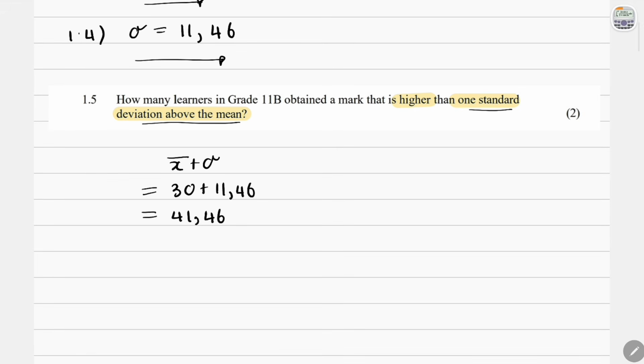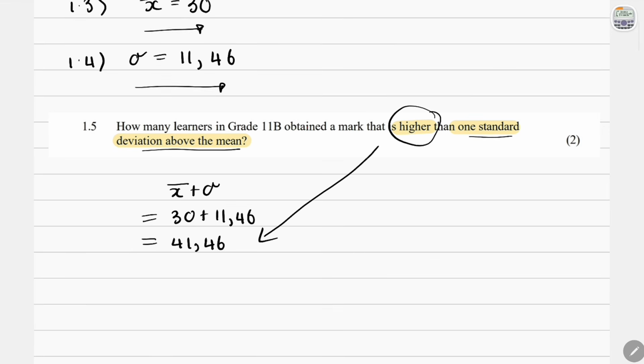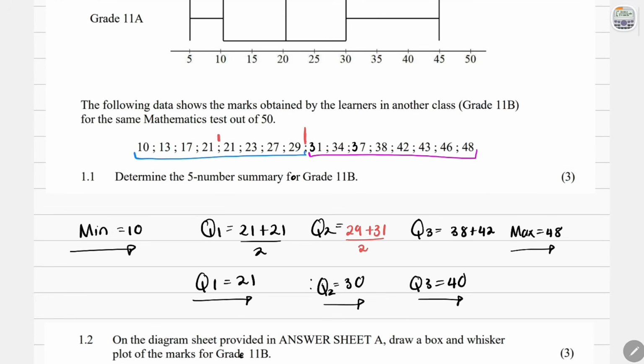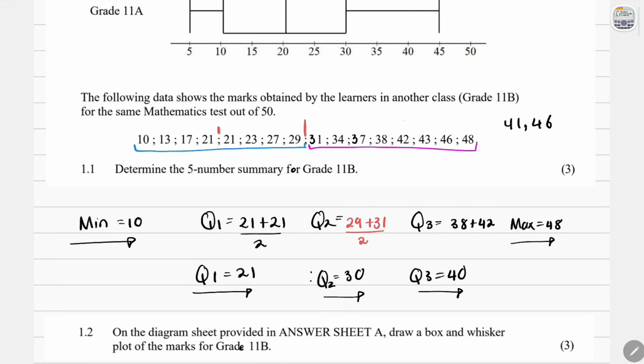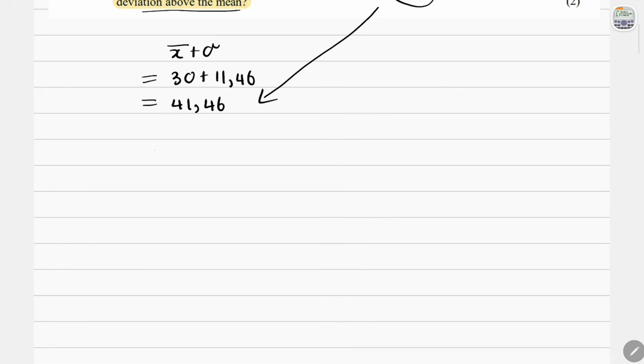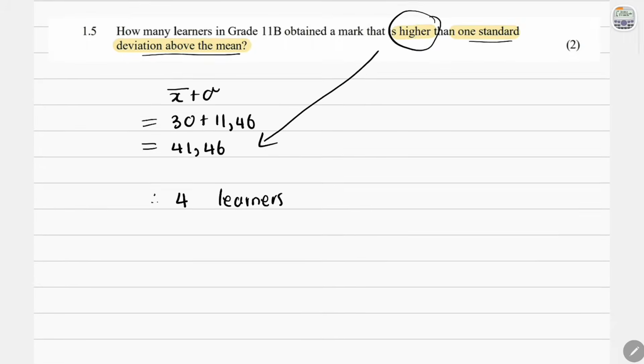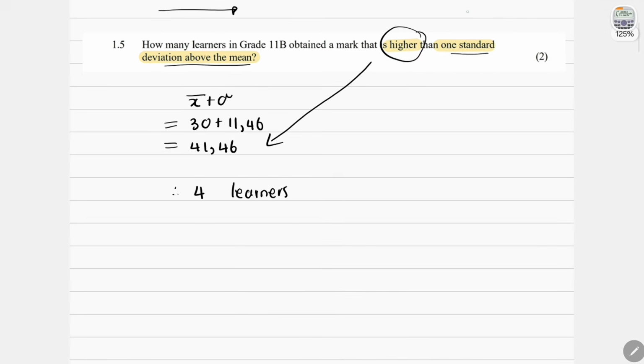Okay, so we are looking for the learners. How many learners had a mark that was higher than this value? So 41.46, it's simple to find once it's already in ascending order. Numbers higher than this would start at 42. So everybody here got higher than that value. So that's 1, 2, 3, 4 learners in grade 11B, and that would be our answer. We would finally conclude that there was a total of 4 learners. Okay, moving on to the next question.